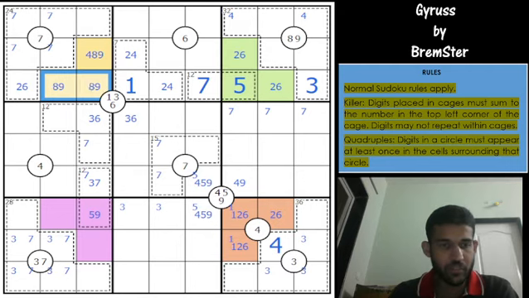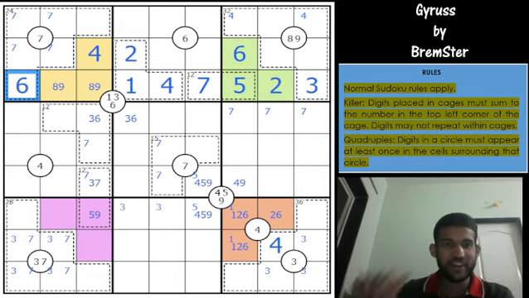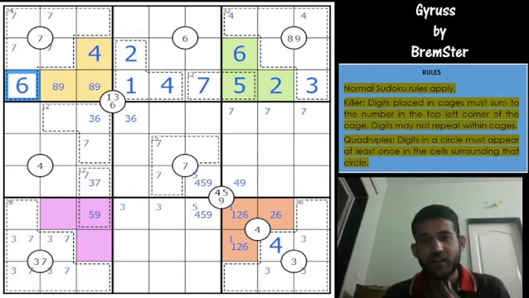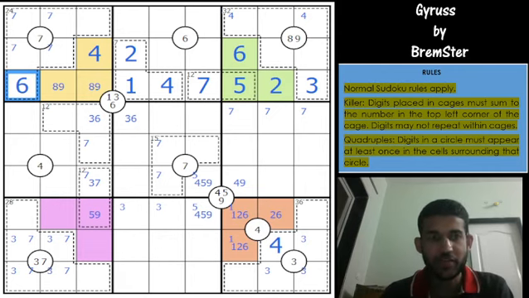4 is removed from these cells. So that's 8, 9, giving us a 4 here, a 4 here, a 2 here, a 2 here, a 6 here, a 6 here. You know, kind of going like a Gyruss. Just, I think the theme basically comes from the word gyroscope, although I'm not certain.